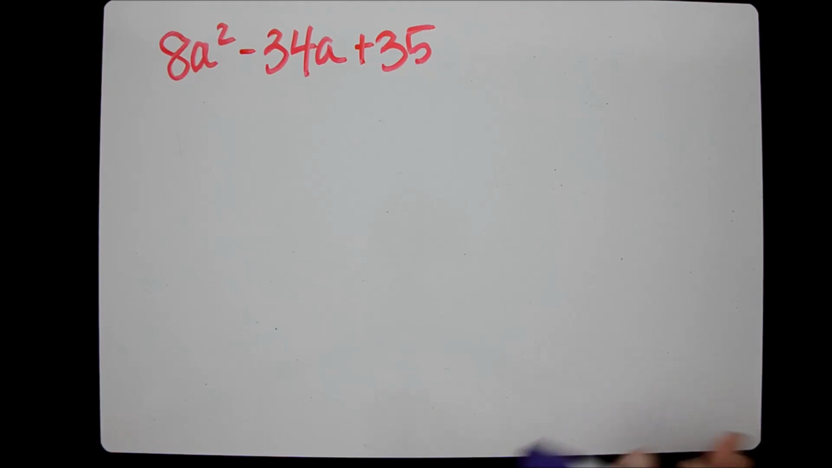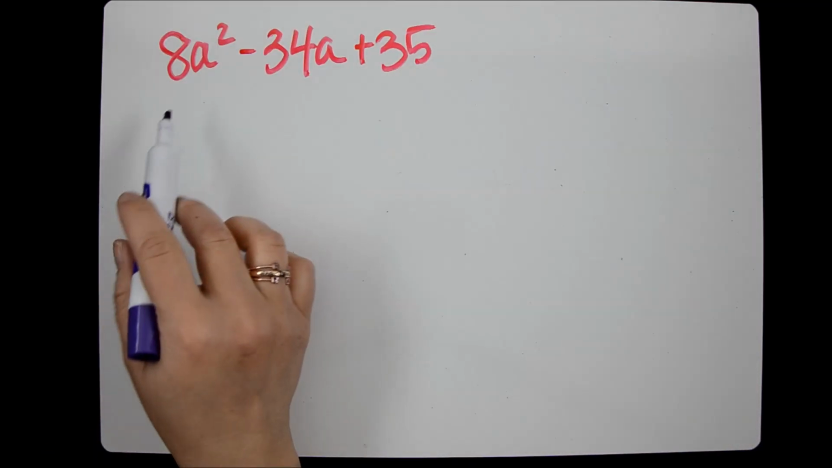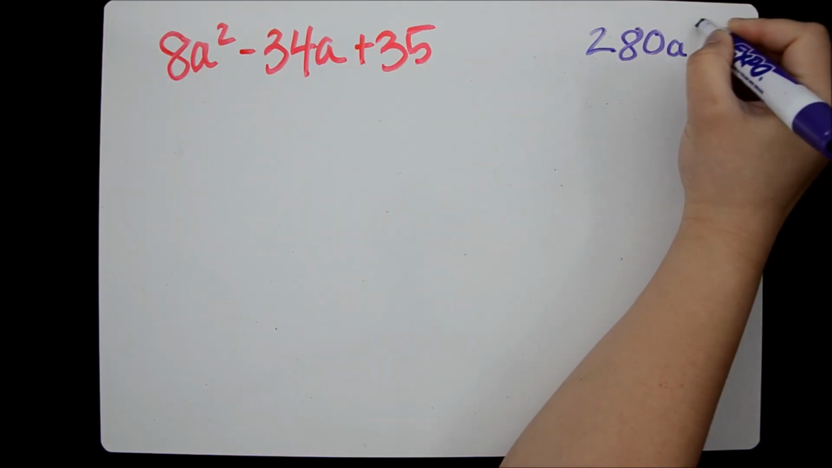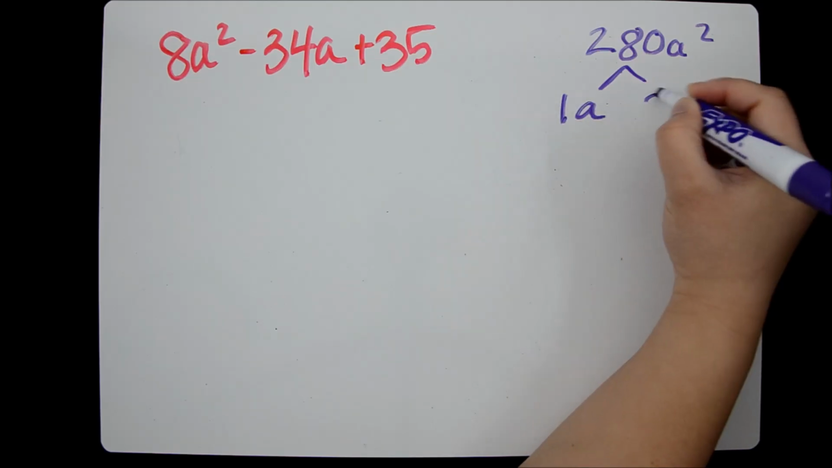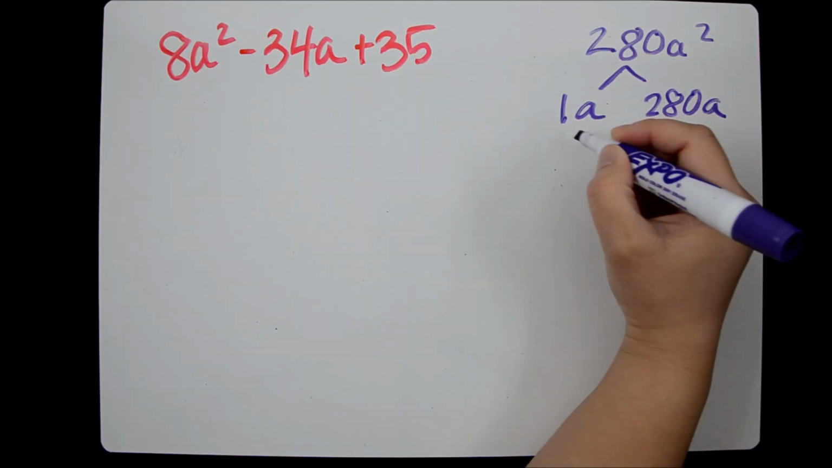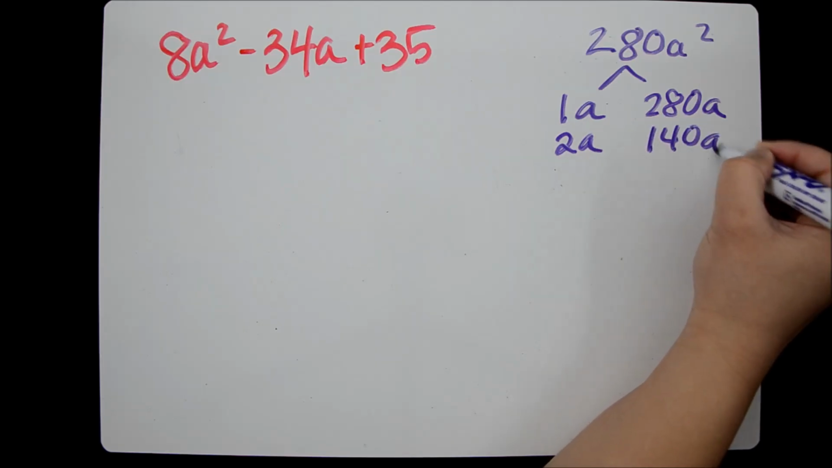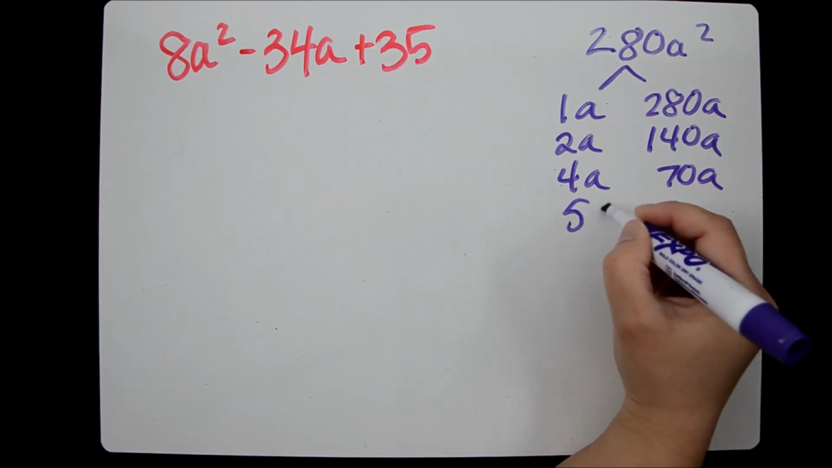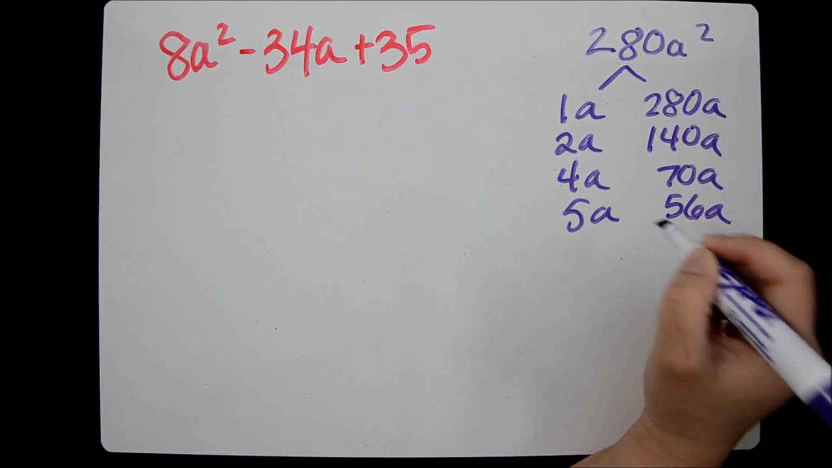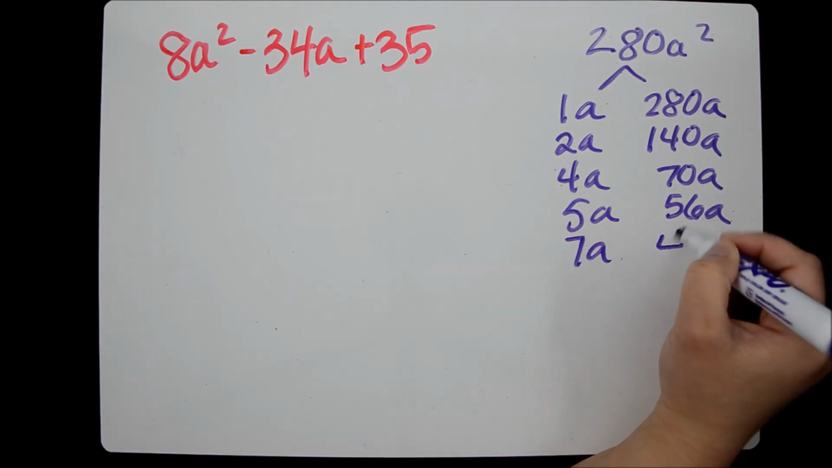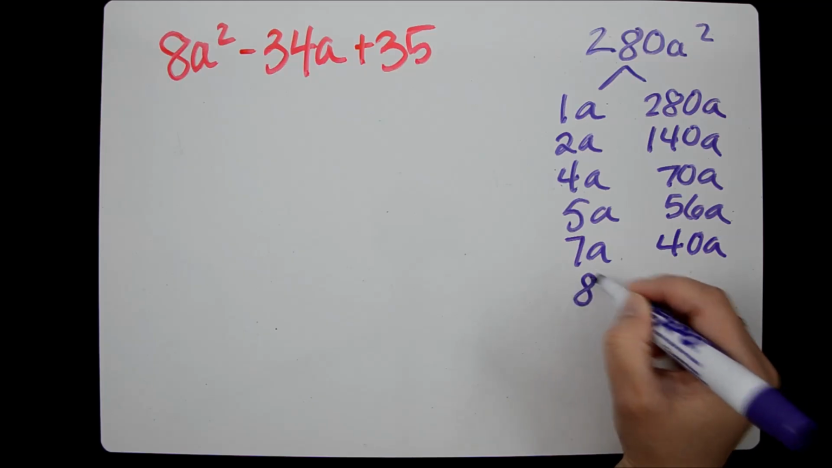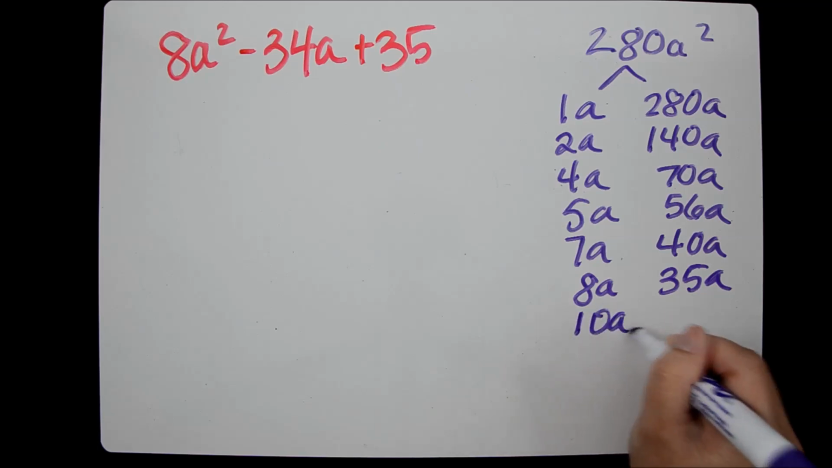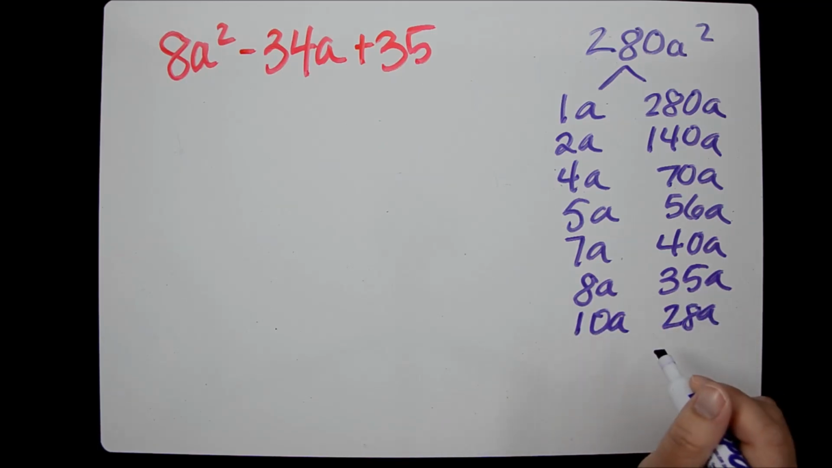So here, our greatest common factor is 1, so we'll go straight to multiplying that first term and the last term together. We get 280a squared. So let's list out all of our factors. 1a and 280a, 2 and 140, 4 and 70, 5 and 56, 7 and 40, 8 and 35, 10 and 28, and 14 and 20.